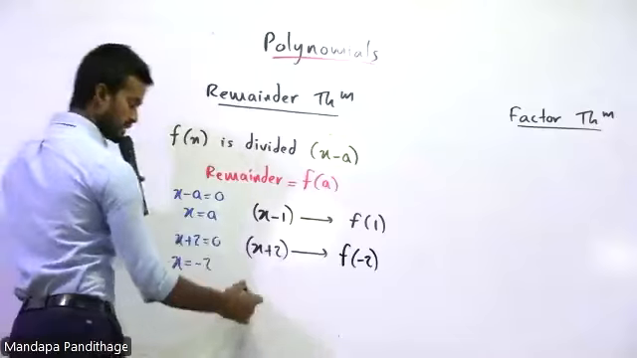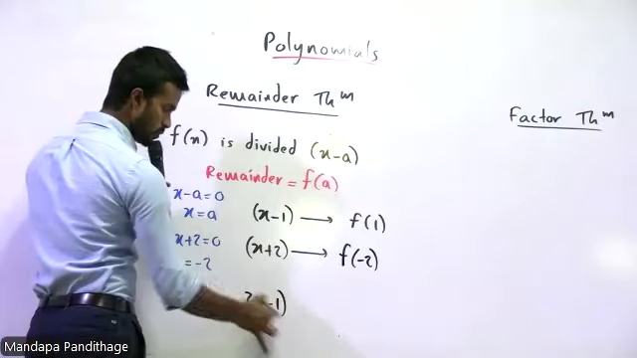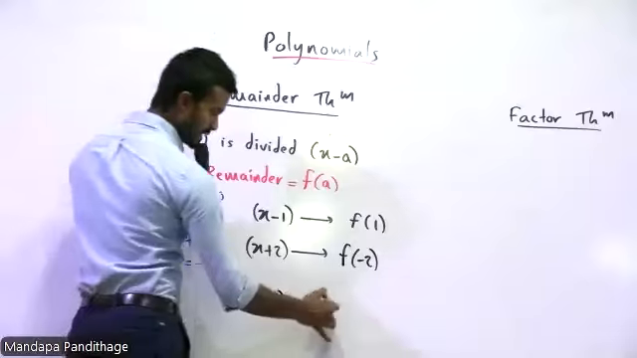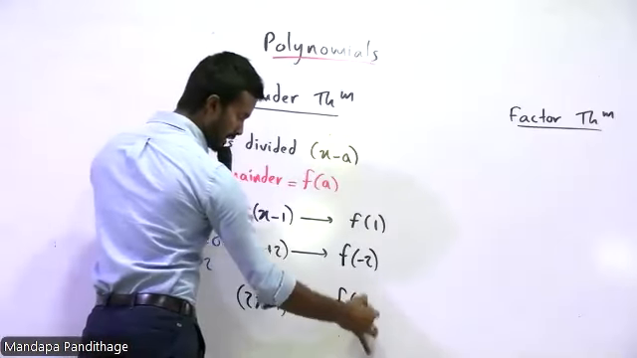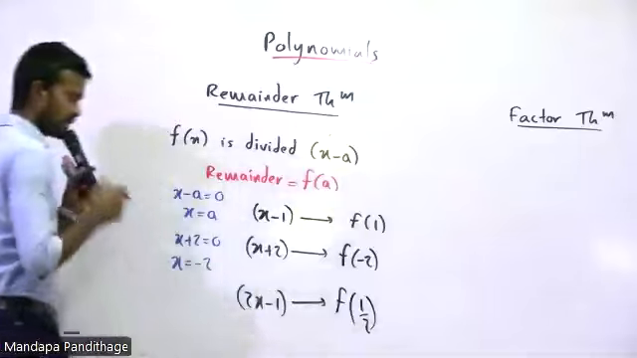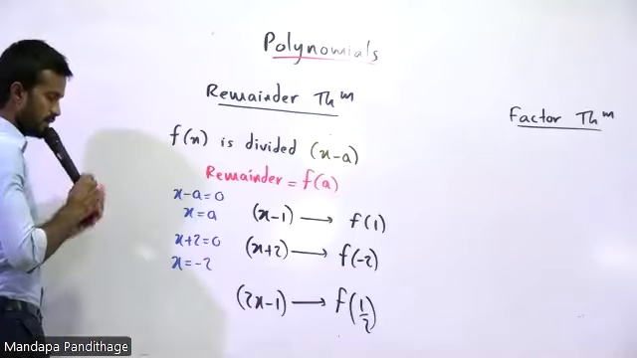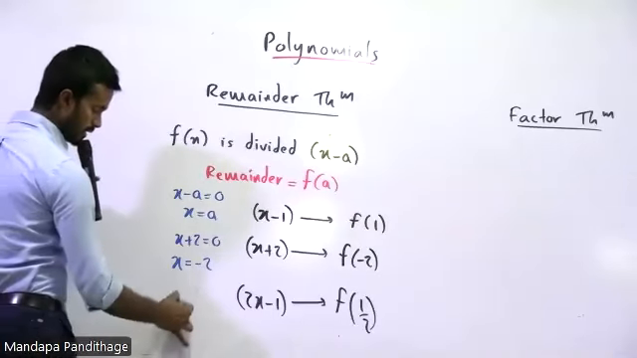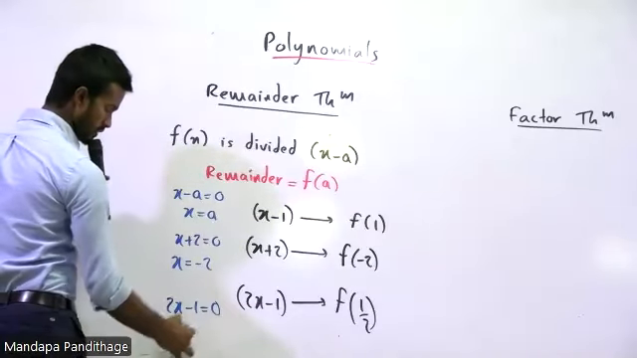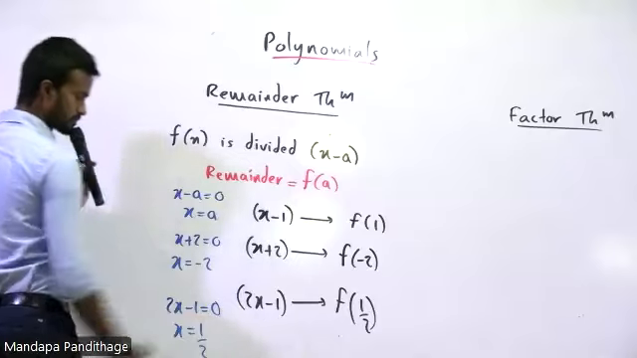Even though you write this in this format, if I'm dividing this by 2x minus 1, same thing, the remainder will be f(1/2). From where did you get this half? 2x minus 1 is equal to 0 and x equals half.